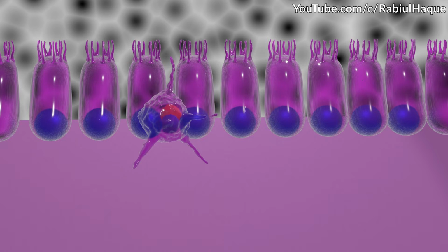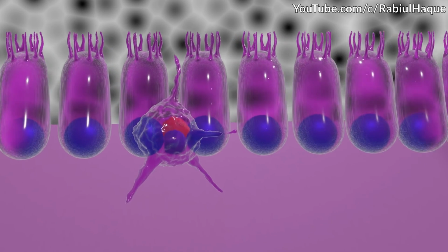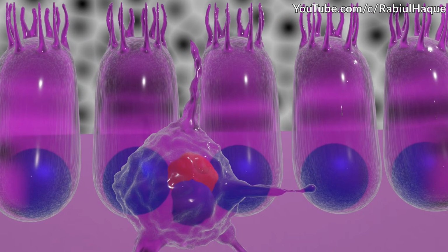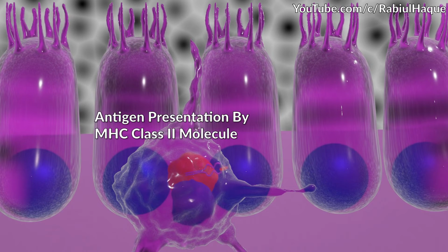So here in this animation we can see a dendritic cell is now taking up that antigen. What will happen next? After uptake of the antigen, the dendritic cell will process the antigen and it will present the antigen on its surface with the help of MHC class II molecule. Recall that the antigen was extracellular, that's why it is expressed with MHC class II molecule.